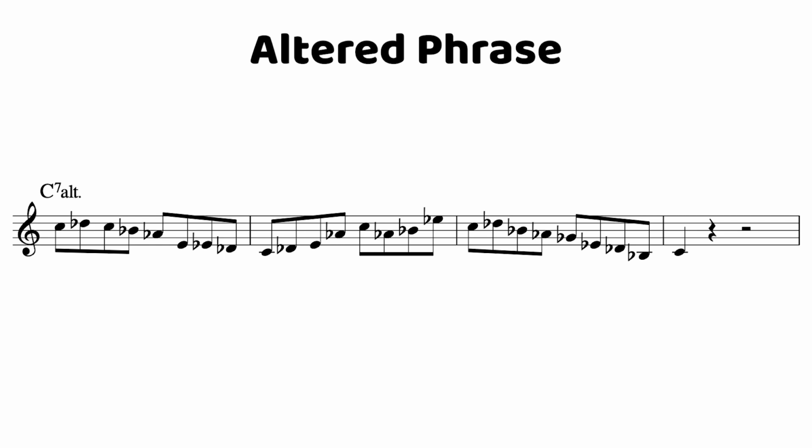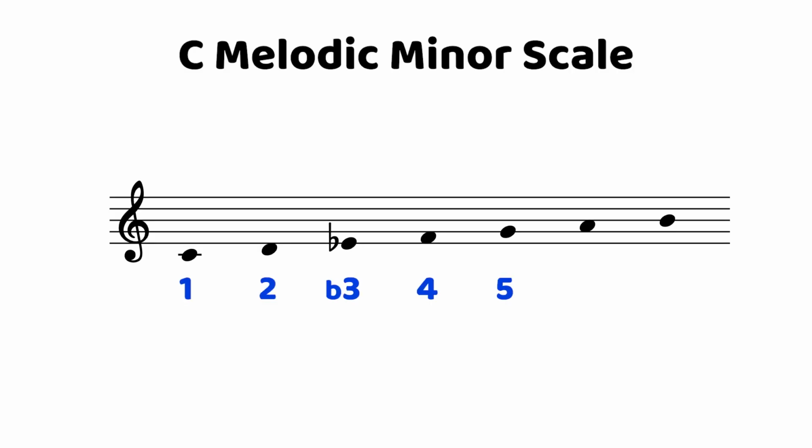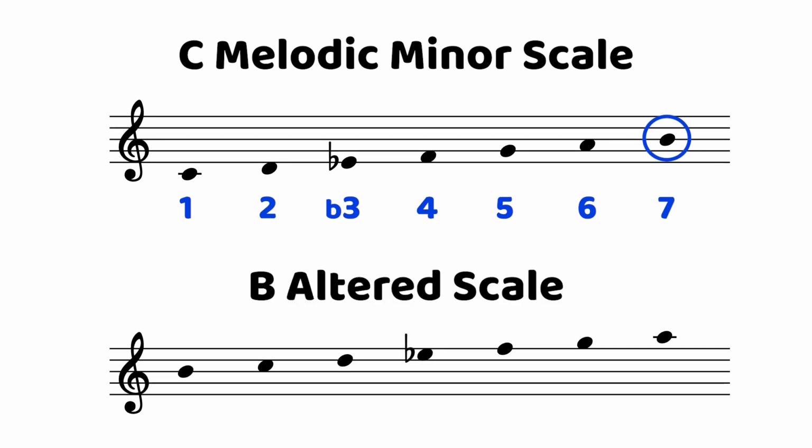Now, of course, the altered scale, much like the Phrygian dominant, we can actually derive it as a mode of a different scale. In this case, I like to think of the altered scale as being the 7th mode of the melodic minor scale. So, for example, if you take C melodic minor, if you go to the major 7, being B natural, you go ahead and start that exact same scale from the B natural, you get B altered.